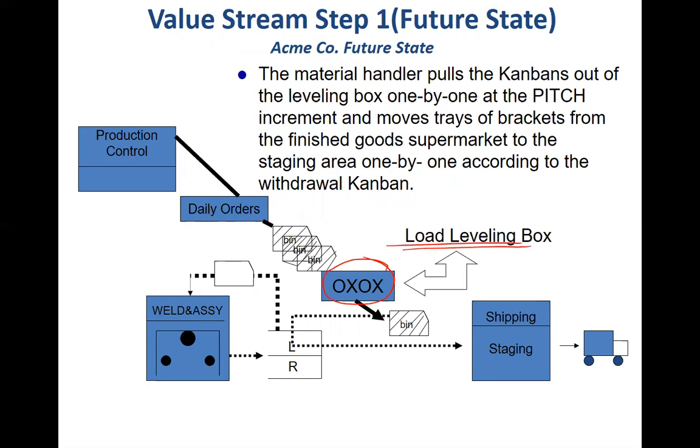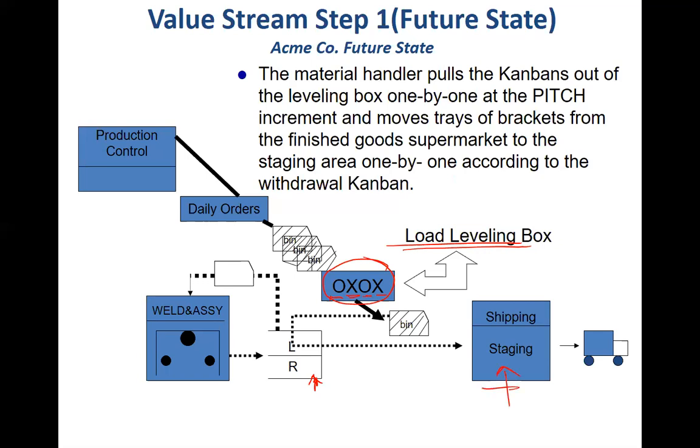The material handler pulls the kanbans out of the leveling box one by one. So this is O, and X basically refers to production of different types of products that we're making. So they will be picking up in the frequency of 20 minutes, in a spread of 20 minutes for each of these different products that we're making, and then moves the tray of brackets from the finished goods supermarket, that is this one, to the staging area, which is here.